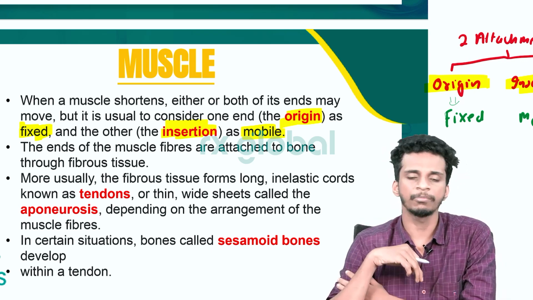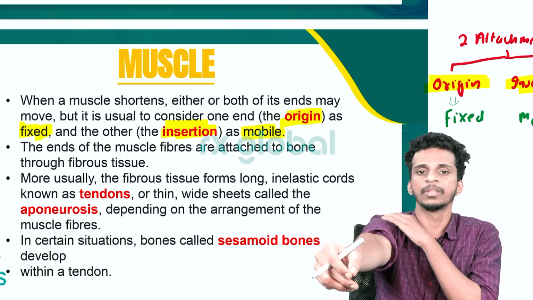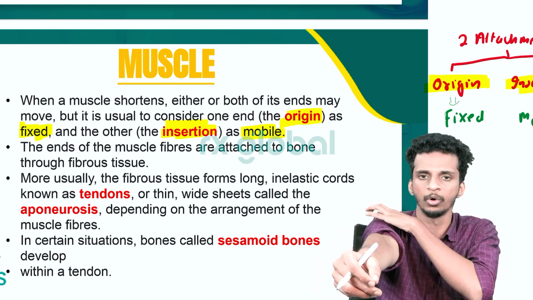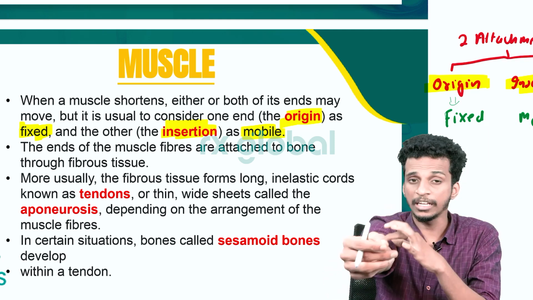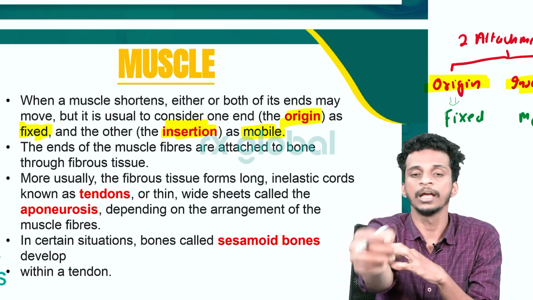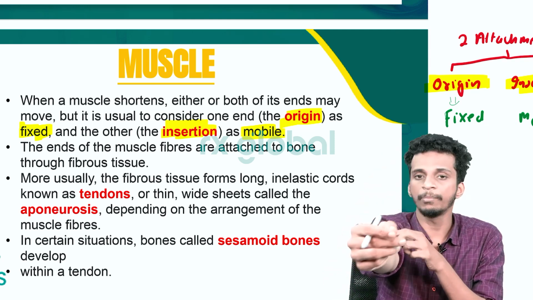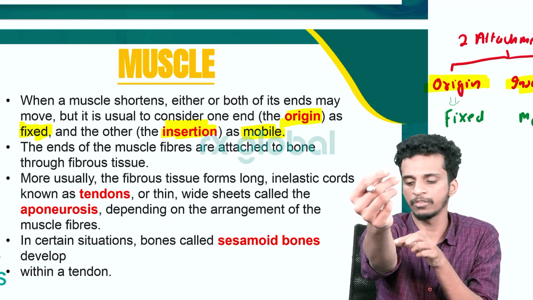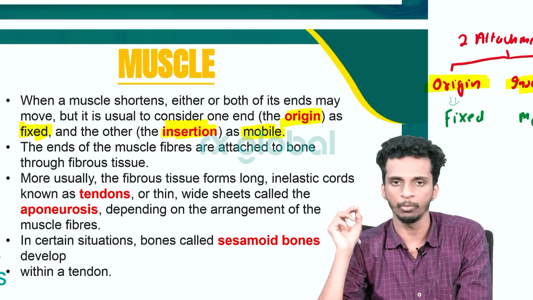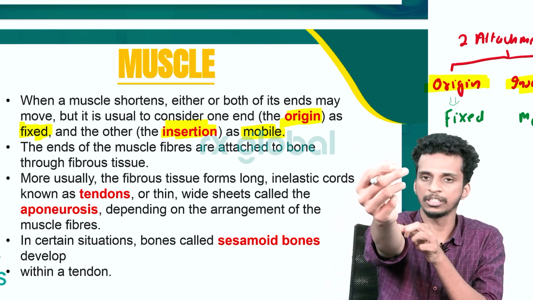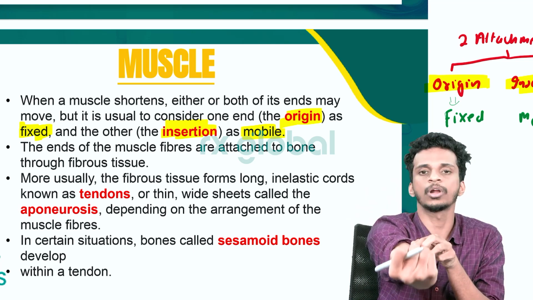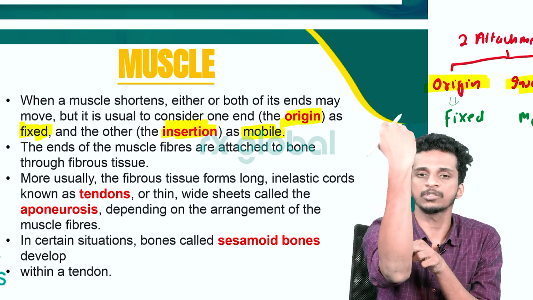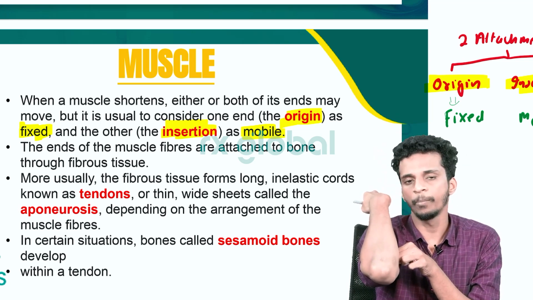So what happens when my biceps contracts? My origin stays fixed. That means the part of the biceps near the shoulder joint does not move. The part of the biceps near the elbow joint is the part which is actually moving. When the muscle contracts, the insertion moves and pulls my forearm upwards, or pulls my elbow upwards. It pulls my upper limb upwards, and that's why flexion is happening. I hope it's clear to everyone.